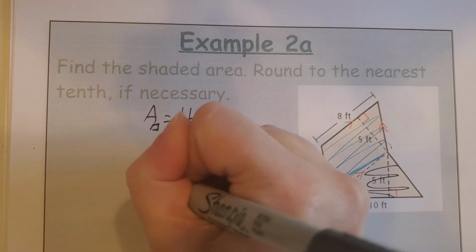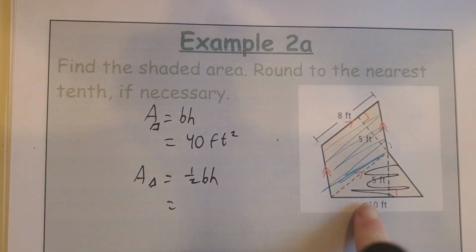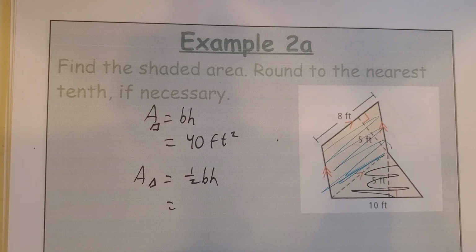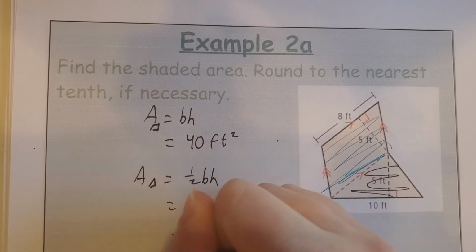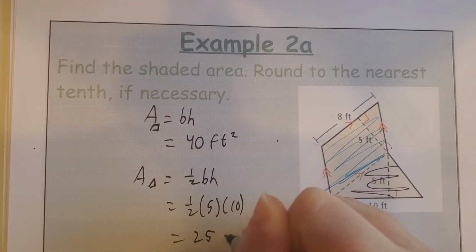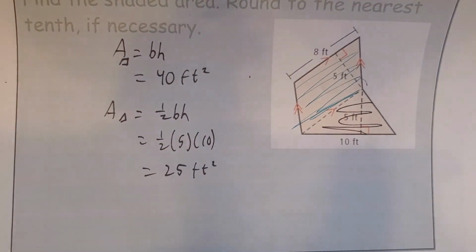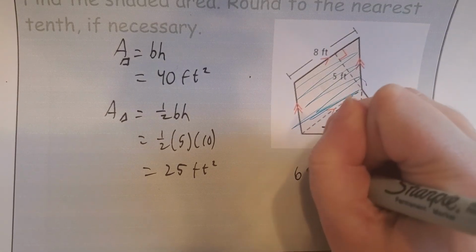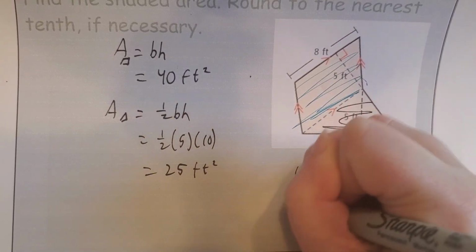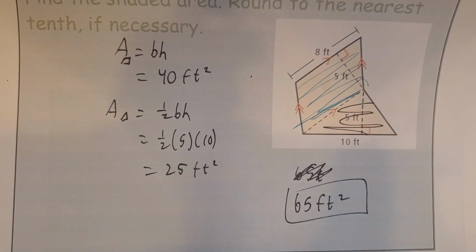Triangle is half base times height. And again, we have the entire 10 and the entire 5. So half of 5 times 10 is 25 feet squared. And then the area of the whole thing is just the sum of those two pieces of information. 40 plus 25 is 65. And that's it.